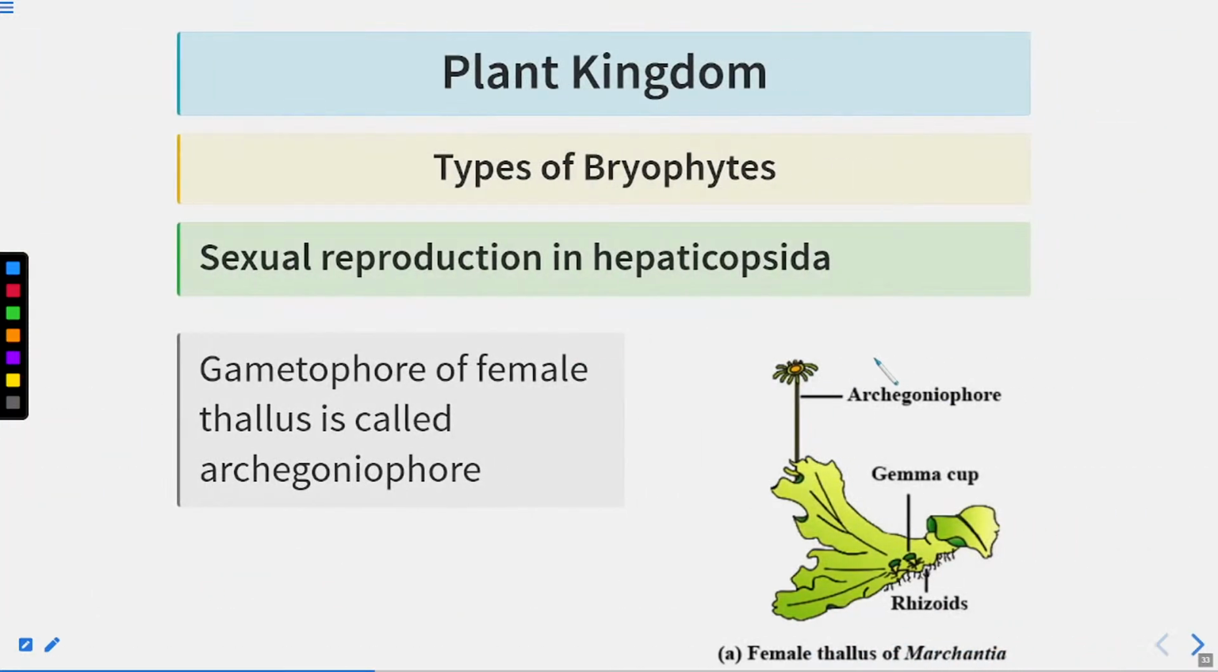In the same way, the female thallus is called the archegoniophore. So here you can see the stalk-like structure bearing the archegoniophore, and this also has a receptacle, and each receptacle has archegonia, that is the female reproductive structure. Archegonia, right?